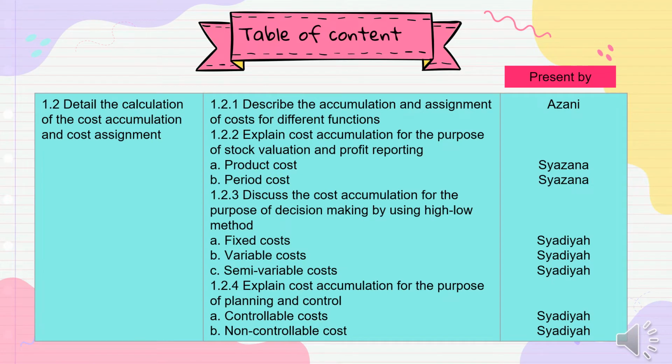Next, 1.2 Detail the calculation of the cost accumulation and cost assignment. 1.21 Describe the accumulation and assignment of cost of different functions, presented by Azani. 1.22 Explain cost accumulation for the purpose of stock valuation and profit reporting: A. Product cost, B. Period cost, presented by Syazana. 1.23 Discuss the cost accumulation for the purpose of decision making by using the high-low method: A. Fixed cost, B. Variable cost, C. Semi-variable cost, presented by Syadiyah. 1.24 Explain cost accumulation for the purpose of planning and control: A. Controllable cost, B. Non-controllable cost, presented by Syadiyah.